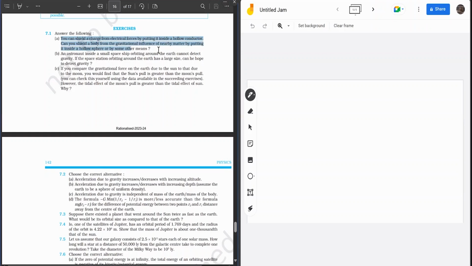Coulomb's law says k q1 q2 divided by r square is the force. Whereas Newton's law says G m1 m2 divided by r square. Okay. Because gravity is independent of the medium.